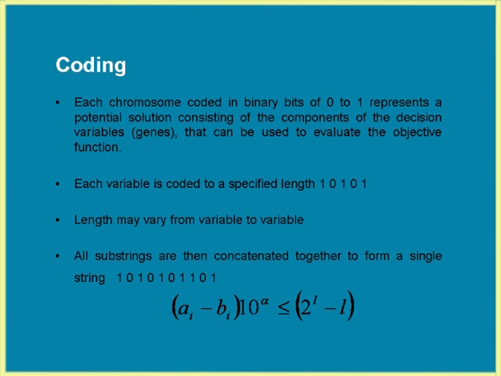Earlier we thought that a machine will understand only 0 or 1. So each chromosome is coded in binary bits of either 0 or 1, which represents the potential solution. See, the main difference between conventional optimization and genetic algorithm is that there I search using my solving of the set of equations. But here I search in the solution space itself. I know what my upper boundary and lower boundary are. I pick up so many values and try to fit them in my objective function and constraints and see whether they are all working or not.